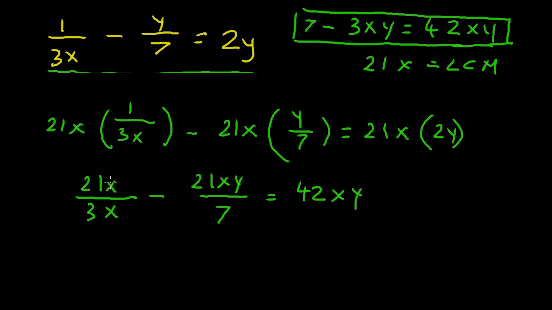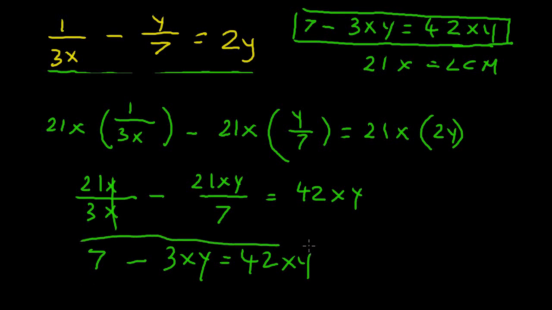And so we simplify: x over x clears, and we're left with 21 over 3, which is 7, minus 21xy over 7. So 21 over 7 is 3, so we have 3xy equals 42xy, which gives us the exact same thing. So we could simply skip our step 1 and step 2 by multiplying the whole thing by the LCM of these two terms on the left hand side.